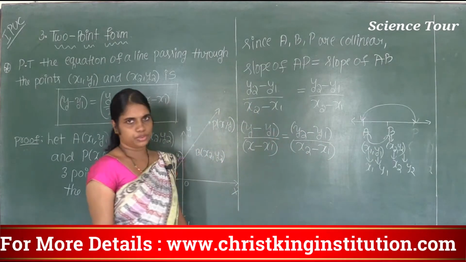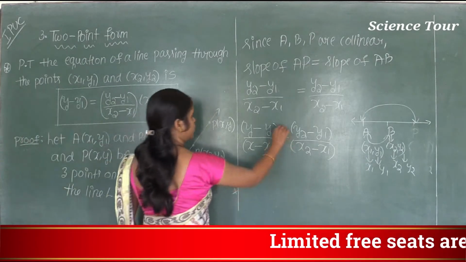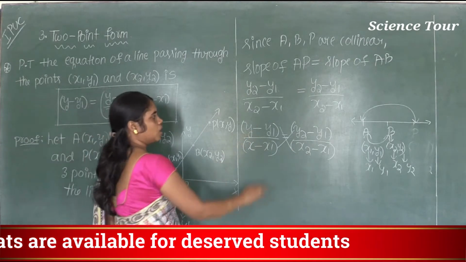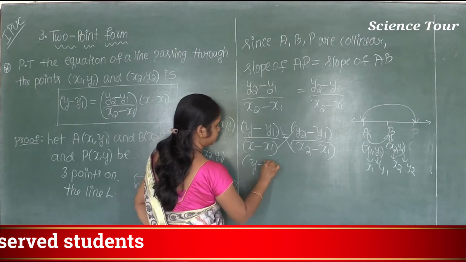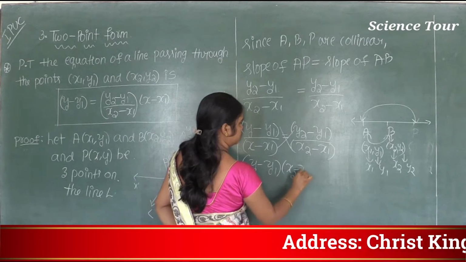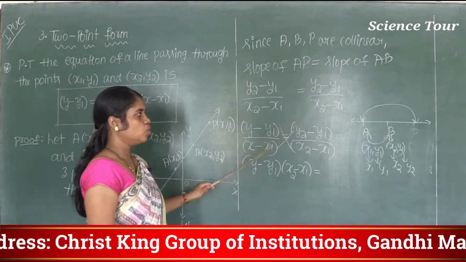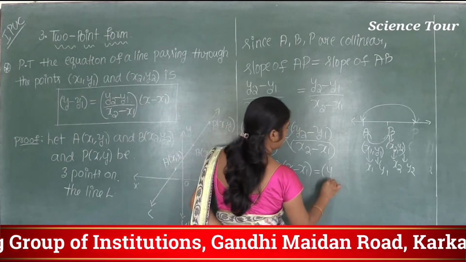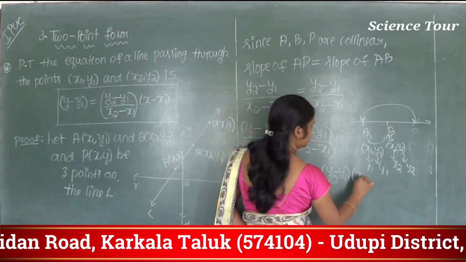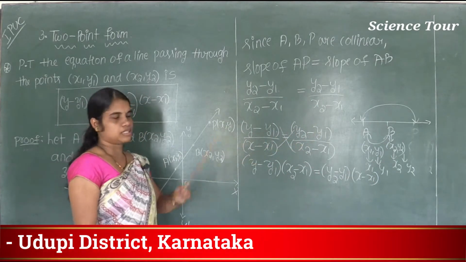Yes. So now what to do? Actually our intention is to prove this formula, right? So now I will do the cross multiplication. So first y minus y1 into x2 minus x1, x2 minus x1 equal to, next multiply these two, y2 minus y1 into x minus x1.